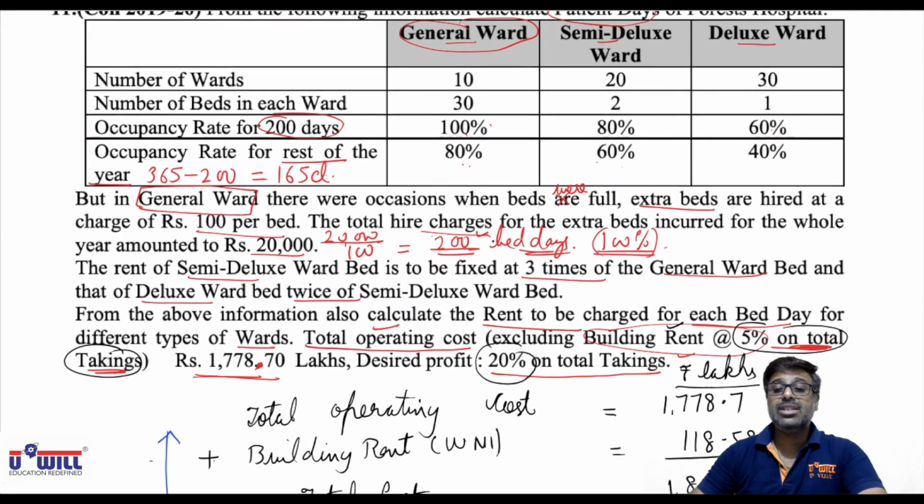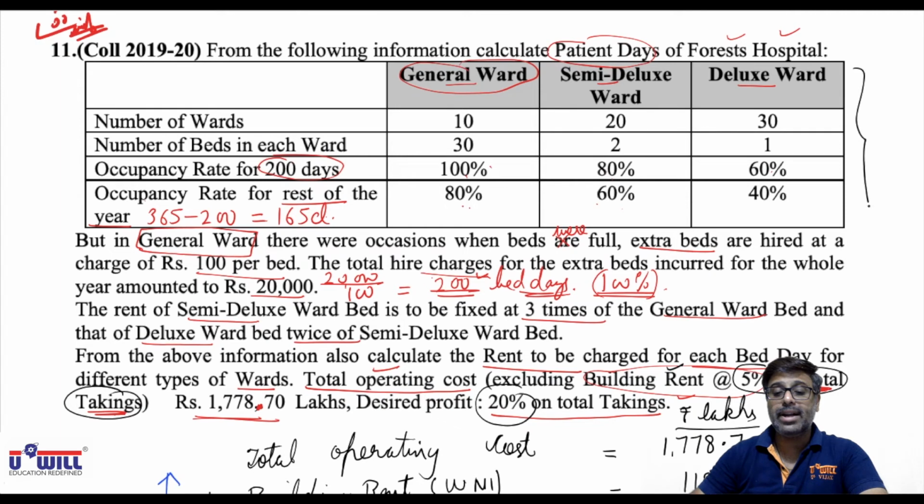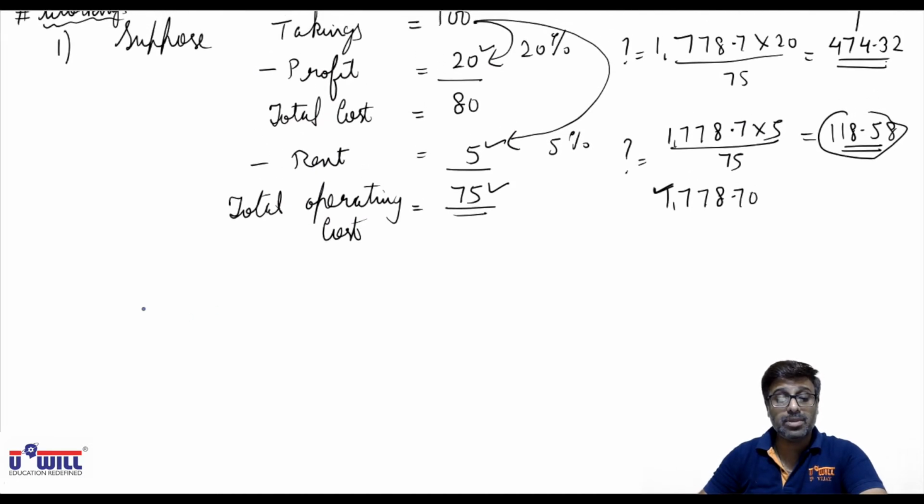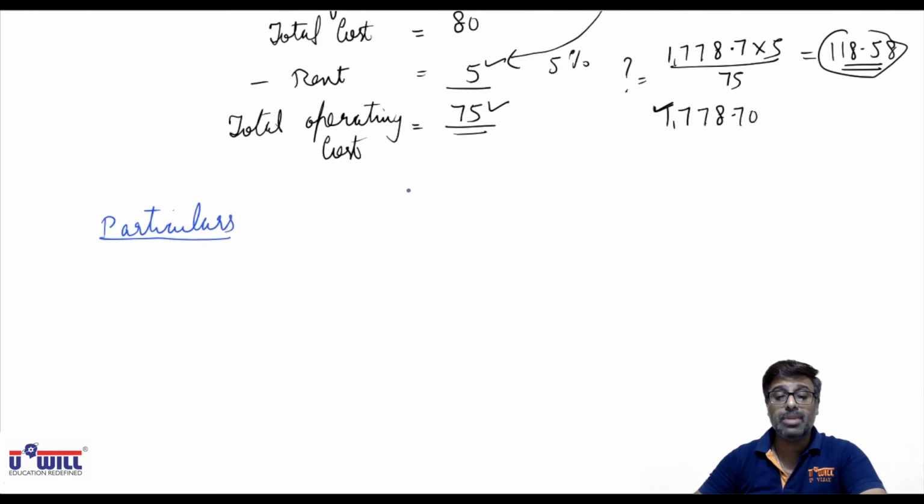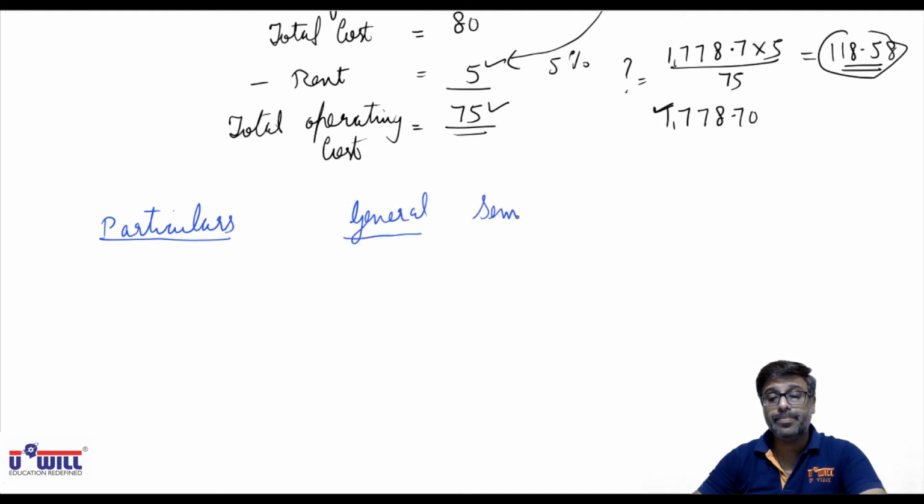Now, based on this information, we will find out how many patient days there are and how much rent is to be charged. So all of you make columns: particulars, this we used to do in the hotels chapter also. Similar columns we will make: particulars, general ward, semi-deluxe ward, and deluxe ward, and then a total column will be required at some places. So total column also.